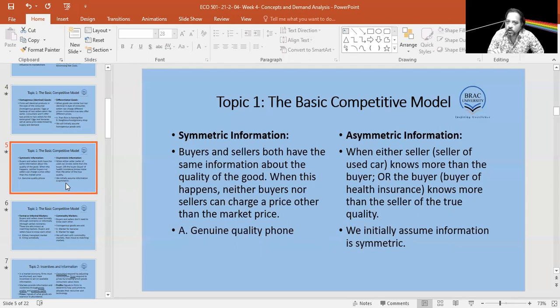Asymmetric information, when either the buyer or the seller has more information about the quality than the other part of the market, then that market becomes unstable. That market we have discussed in week 2 as a lemons market. Initially, we are going to assume that information is symmetric. Later, when the time comes, we're going to break this assumption and see how those type of markets ultimately become stable.